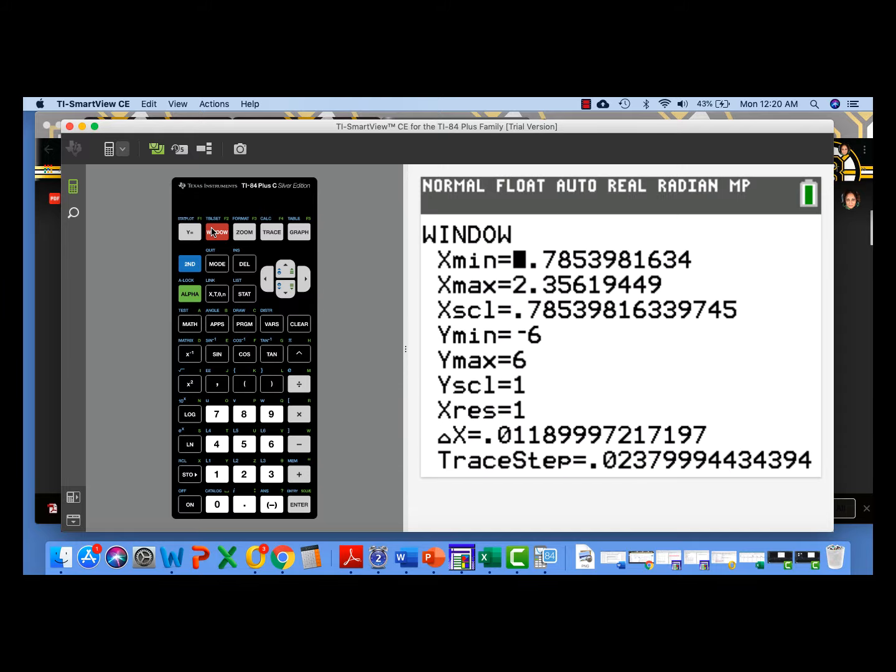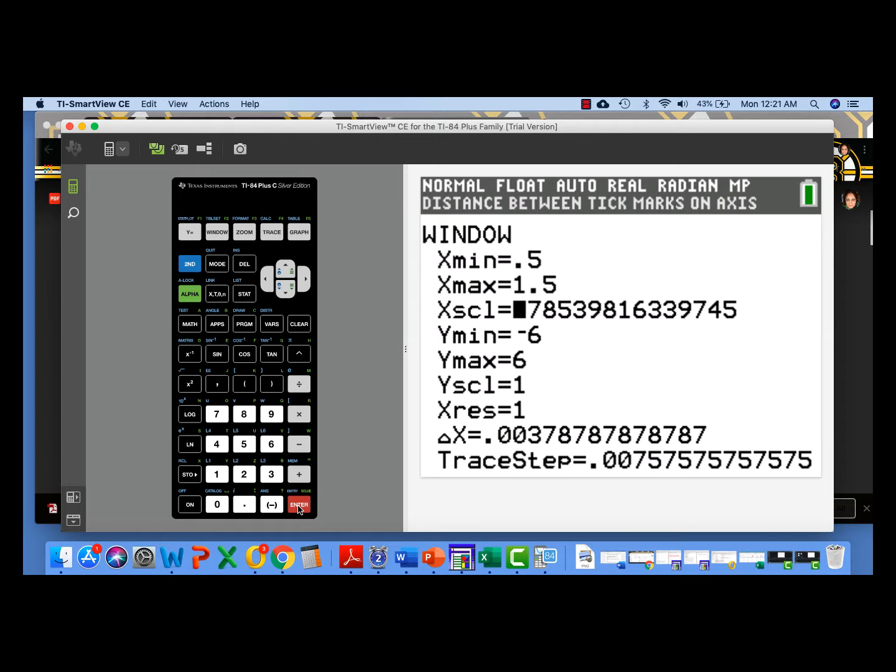Now I want to adjust my window to make sure we did this correctly. Our starting point is at 1/2, so I'm going to put our x min at 0.5. And our stopping point we said was 3/2 or 1.5. So for our max, I'm going to put 3/2, or you can do 1.5. And we wanted to do this on a scale of 1/4, or 0.25.